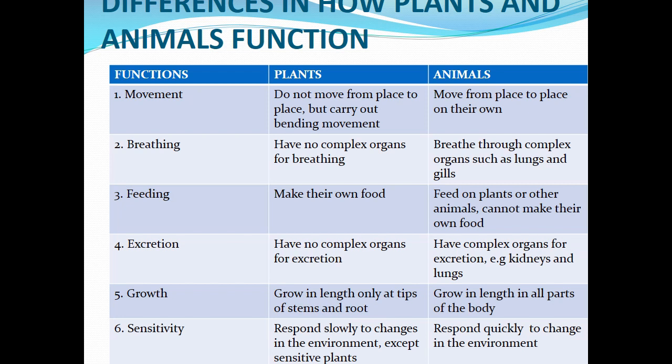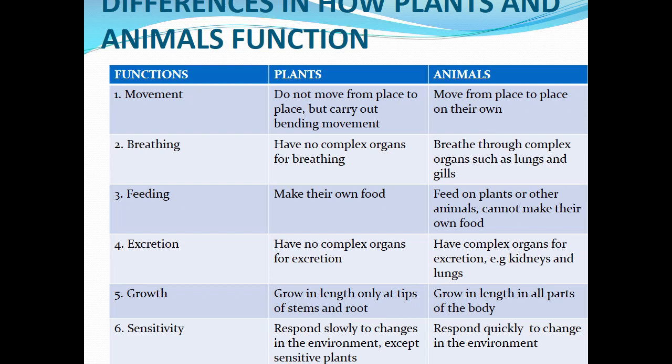Then number 5, growth. Growth in length only at tips of stems and roots. That's how plants grow. So plants grow in length only at tips of stems and roots. But animals grow in length in all parts of the body.